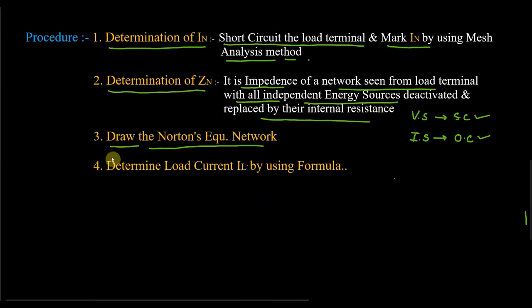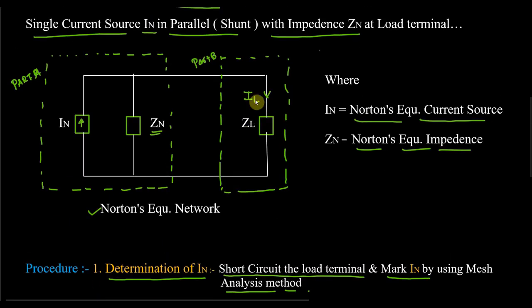Now the last step. What is our aim in Norton's theorem? To find out the load current. You can see that our aim is to find out this load current. So if I consider here that this current is IN, this is the total current. What happens at this point? The current is divided into two parts. One current will go through this, and another current will go through this. So what is our aim? Our aim is to find out the value of current IL.